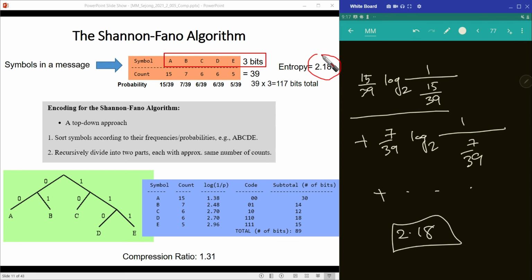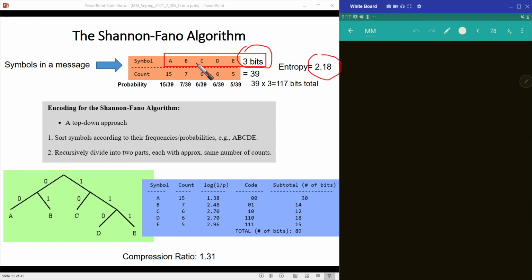Because the entropy is 2.18, but as we see in fixed length encoding we assigned 3 bits for each symbol, there is a possibility that we can compress this information. In other words, there must be some coding technique so that we can compress it. That means we can assign fewer bits to these symbols on average, and still it is possible to represent that information in the computer. That's the idea, and the Shannon-Fano algorithm can do this very well.